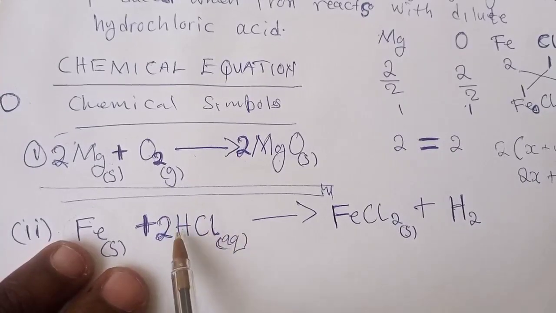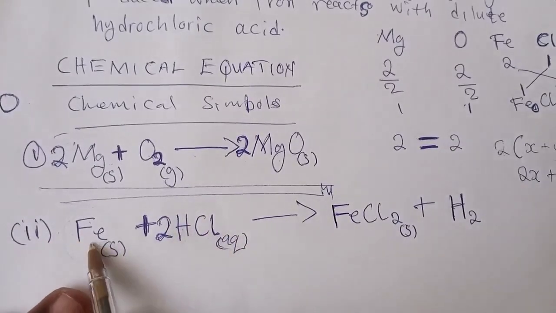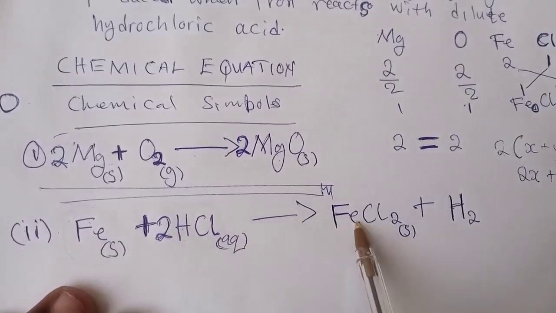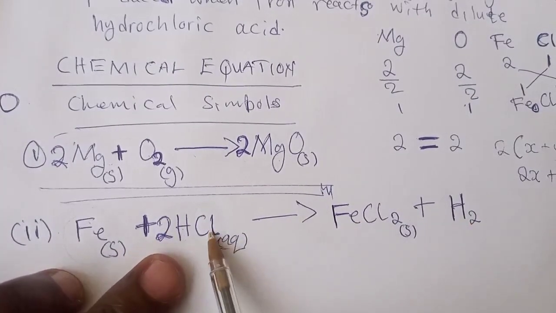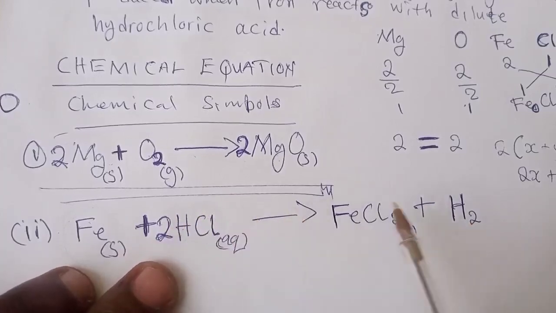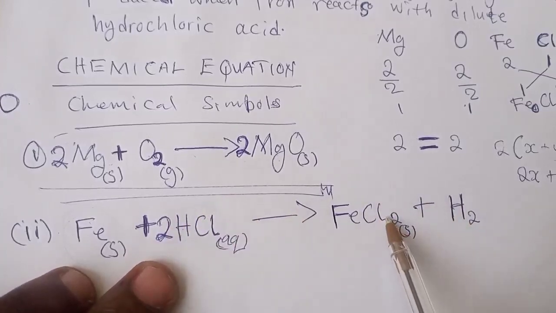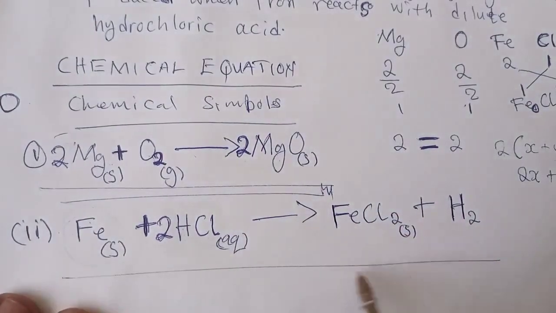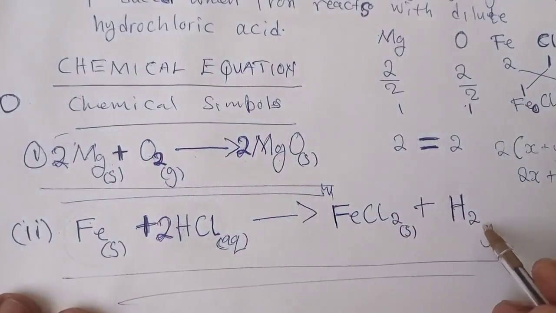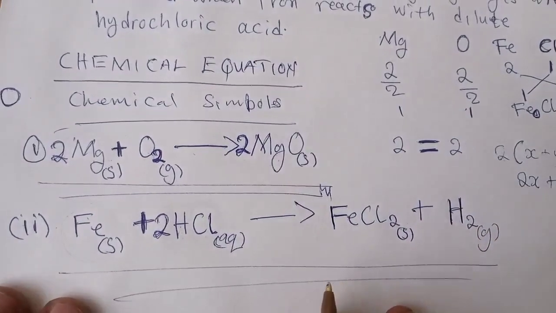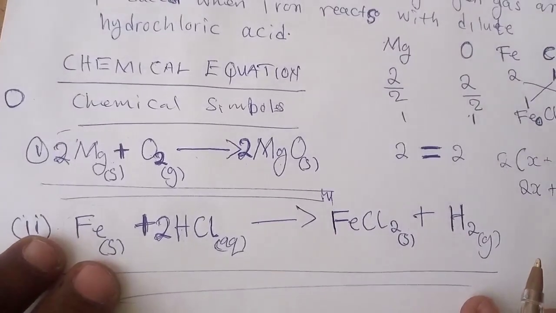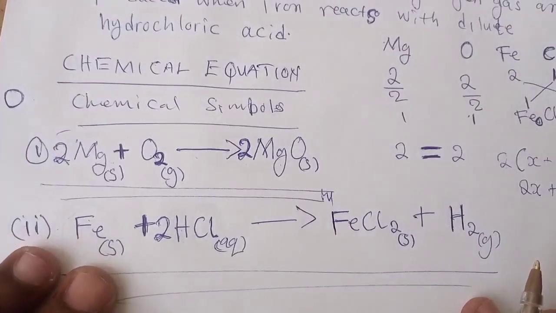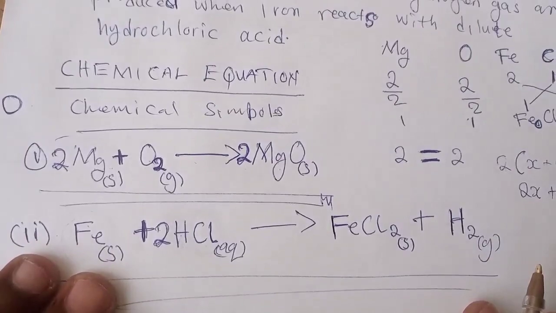So let's check for chlorine. Since iron is balanced, it's 1, 1, 1, then hydrogen is 2 and 2. What about chlorine? Chlorine is 2, and even here it's 2. So these 2 are only for chlorine, meaning the equation is balanced. You know that hydrogen is a gas. So the equation is balanced.